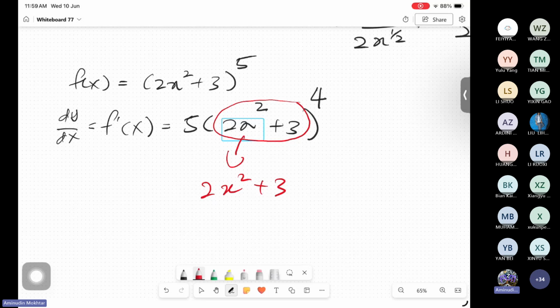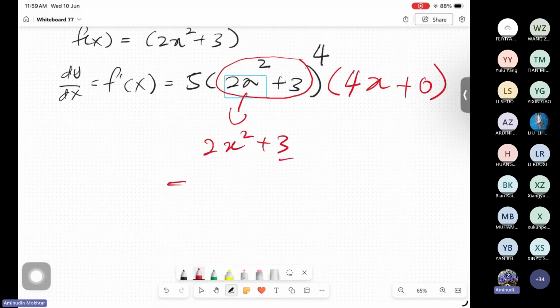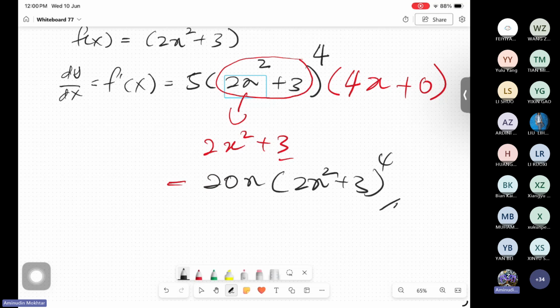In other words, the first derivative of 2x squared is 4x, and the derivative of the constant 3 is 0. So we can simplify this expression: 5 times 4x is 20x, times (2x squared plus 3) to the power of 4. That's the right answer for this example.